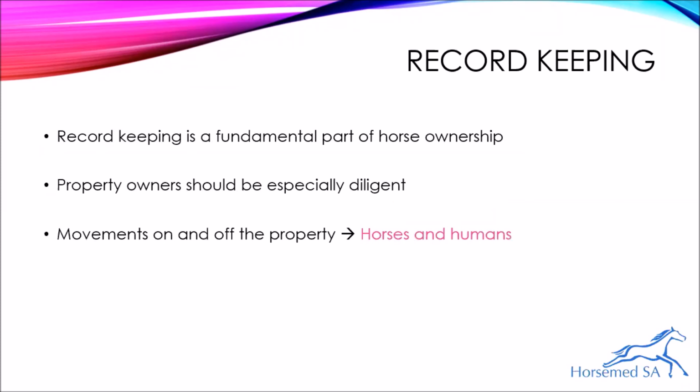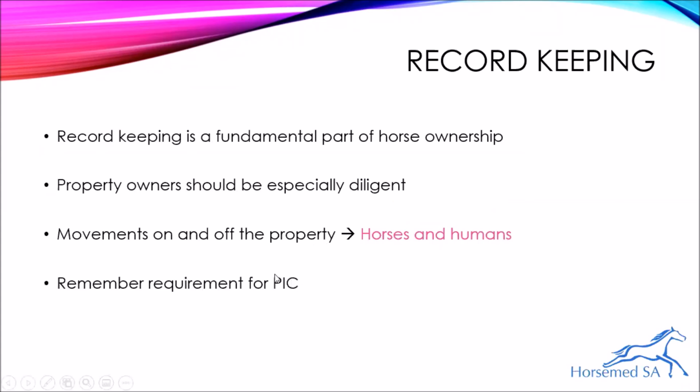So what should we record? Movements on and off the property, preferably horses and humans. I've noticed properties that I've been going to lately have had a little register of who's been going on and off the property because of coronavirus. But I actually think it's a really good idea to have that all the time. It's good to know what vets, farriers, whatever were on and off the property. So that is really important.